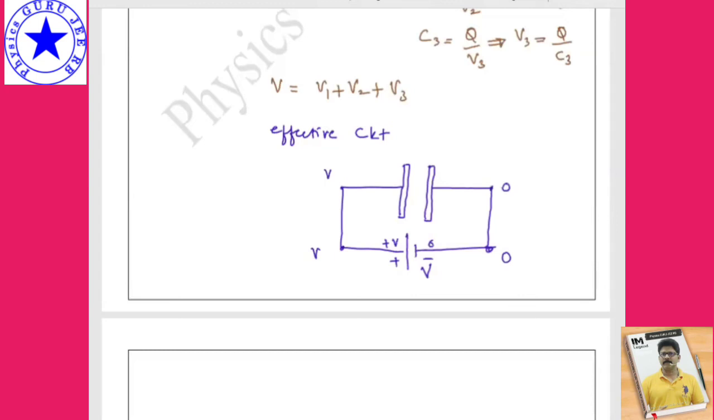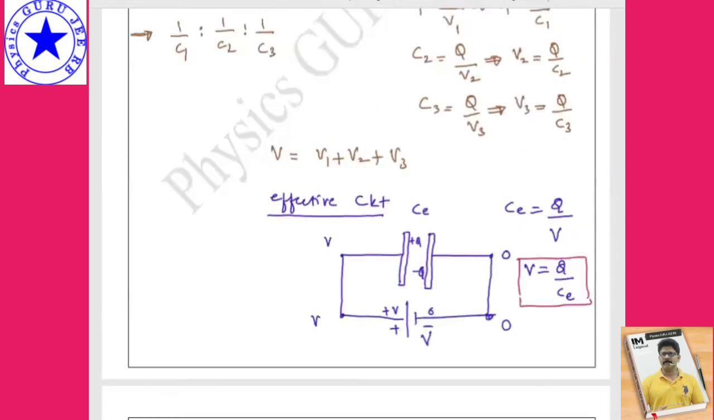Fine. So this is nothing but the effective capacitance, C effective. Here it is plus Q, minus Q. That's all. If I want C effective, what should I write? C is equal to Q by V, Q divided by V, or V is equal to Q by C effective. So V equals Q by C effective.